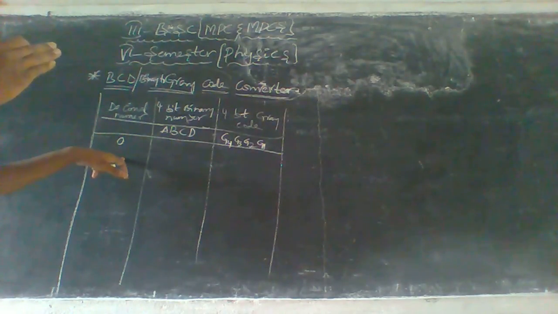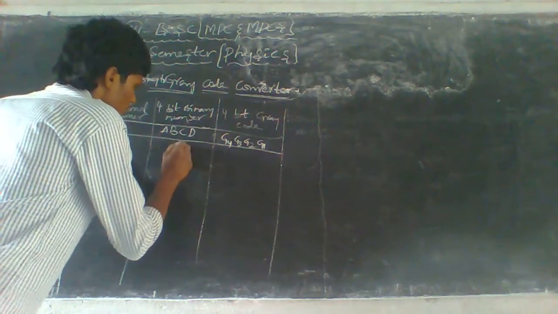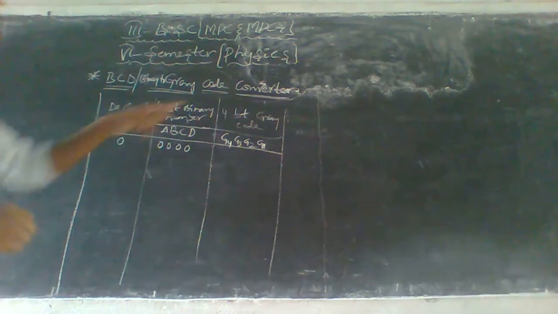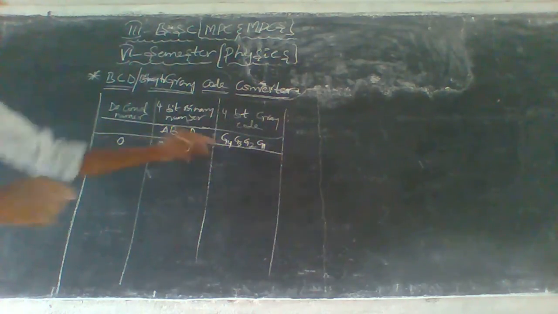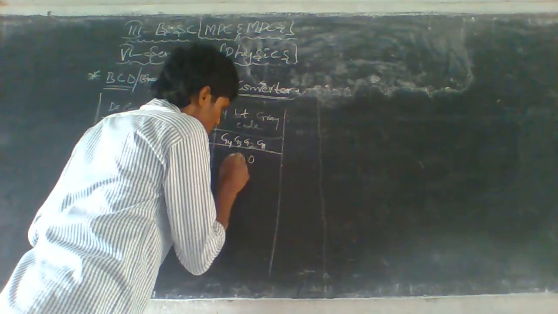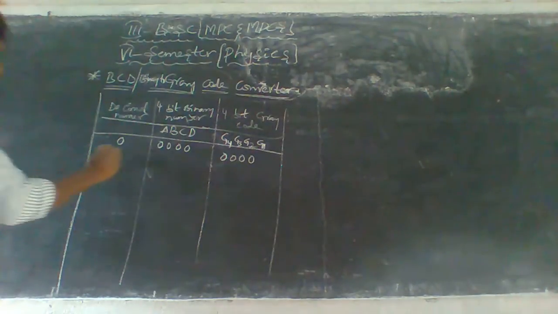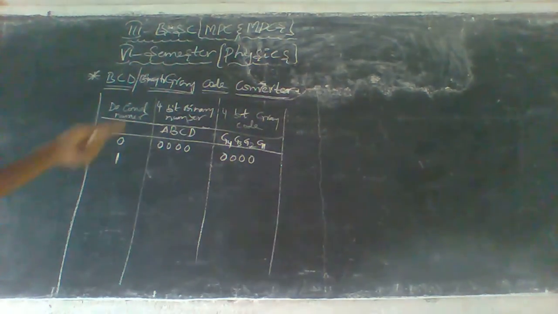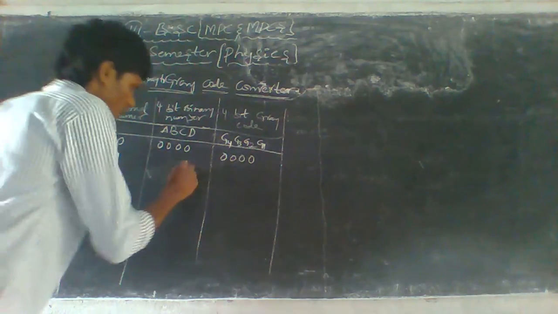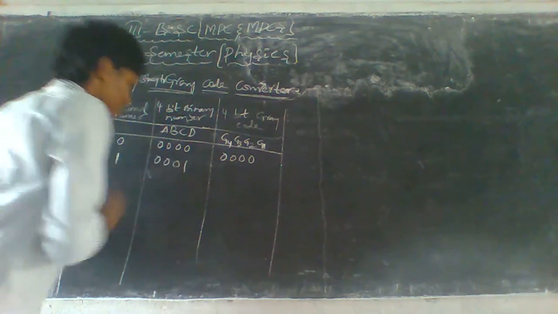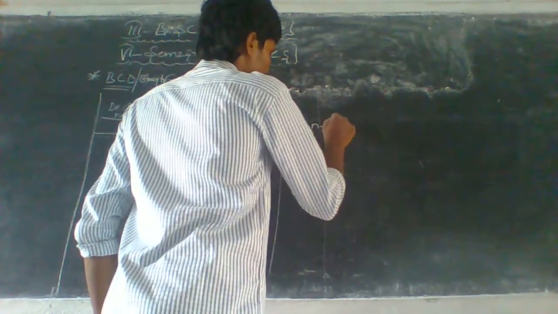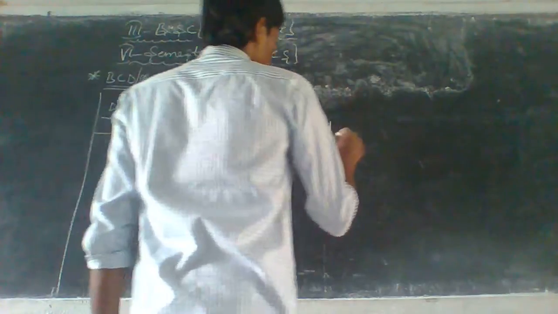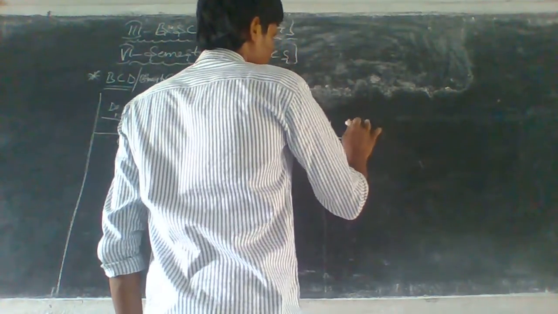Here the 4-bit binary number is 0000, and here the 4-bit gray code is also 0000. And for decimal number 1, the 4-bit binary number is 1000, which means 2 power n minus 1.